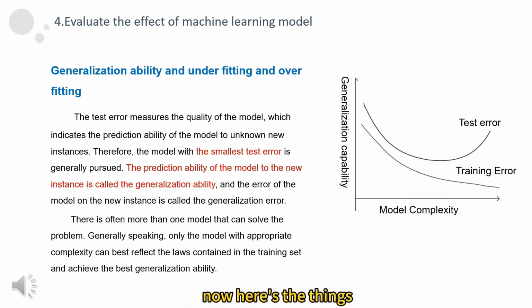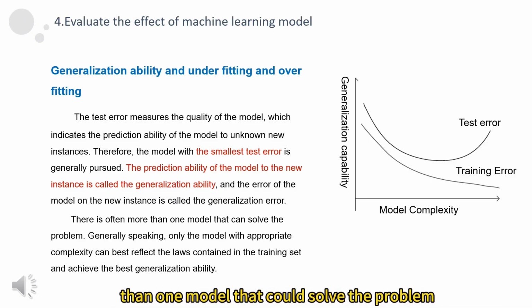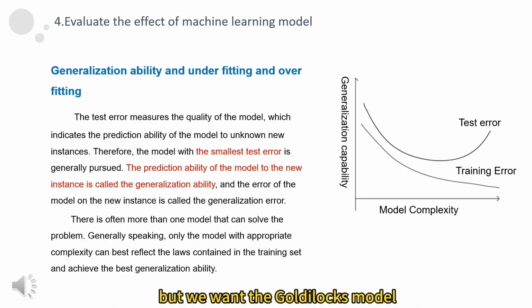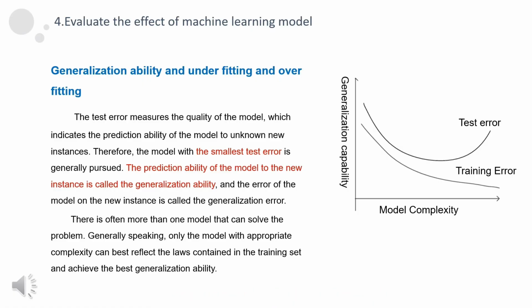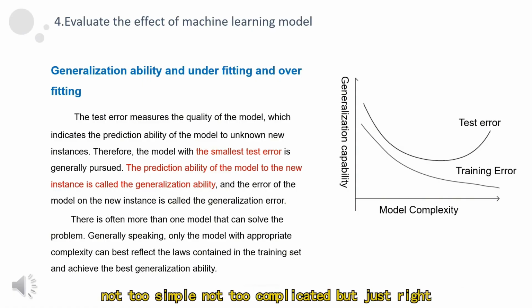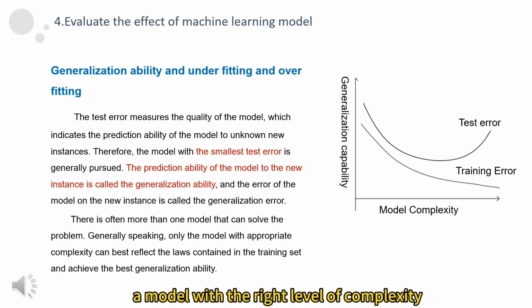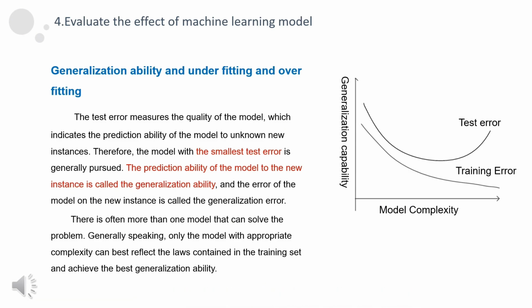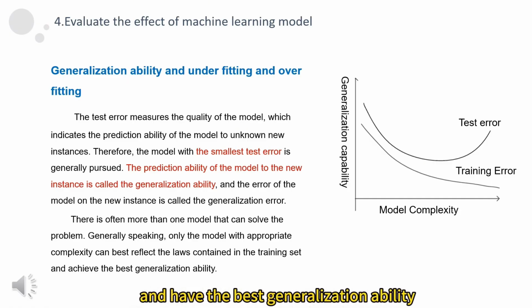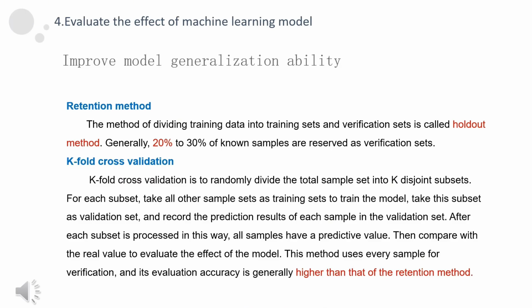Now, there's usually more than one model that could solve the problem, but we want the Goldilocks model. Not too simple, not too complicated, but just right. A model with the right level of complexity can best reveal the patterns in a training set and have the best generalization ability. Moving along.